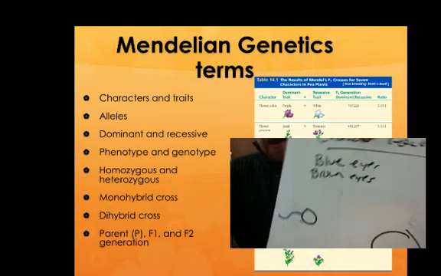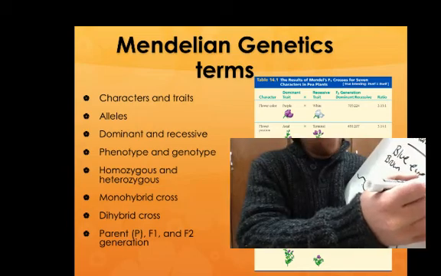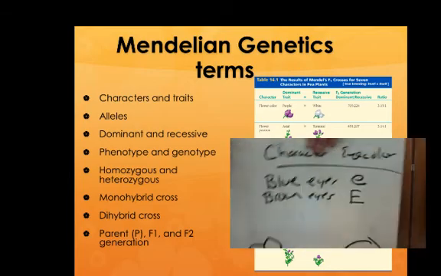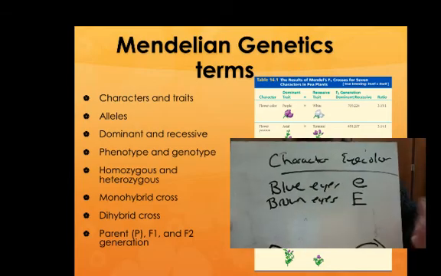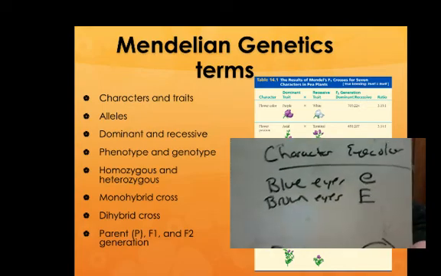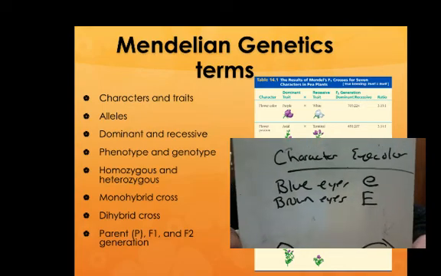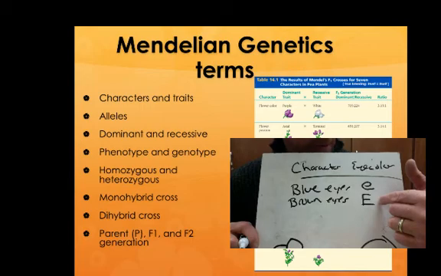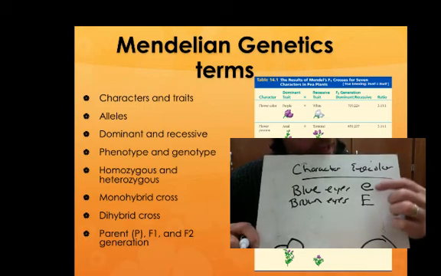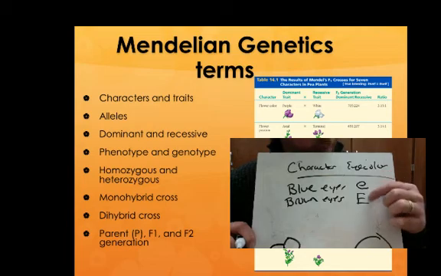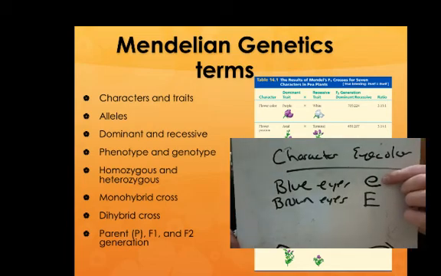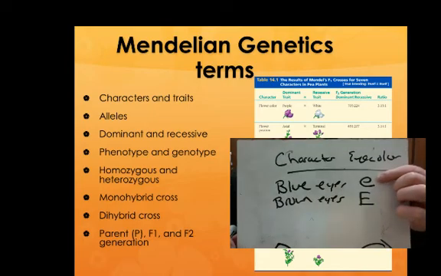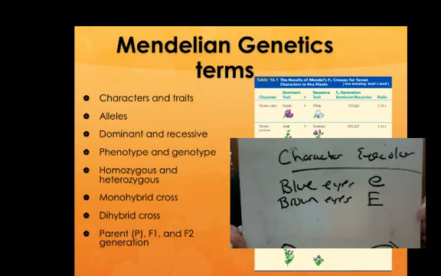So let's say that blue eyes is the recessive, and brown eyes is the dominant allele. We're just arbitrarily giving one of these a dominant characteristic and one a recessive, which means that when the big E is in the presence of the small e, we see the phenotype of the big E, which is the brown eyes. And when the small e, or the recessive allele, which represents blue eyes, is in the presence of the big E, it becomes masked by the presence of the dominant allele. That's all that means.